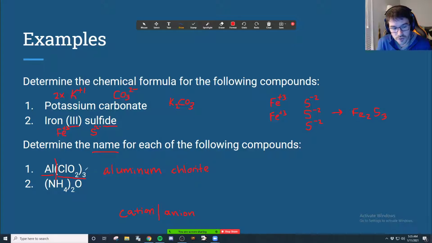And the reason you need 3 chlorites is because aluminum would have a positive 3 charge. Okay? And so that's why when you use chlorite with aluminum, chlorite has a -1 charge, you would need 3 of them to counterbalance the +3 charge on aluminum. Okay, so that's where that formula comes from, but in terms of just coming up with the name, easy as that, okay? All right, okay, let's look at the second one.